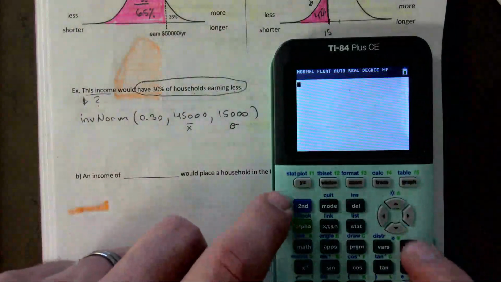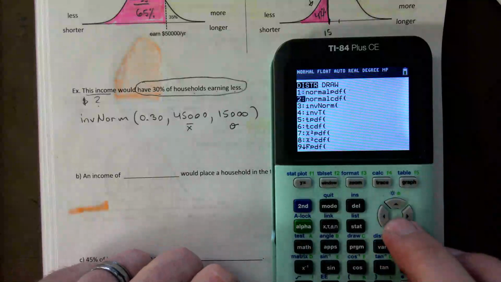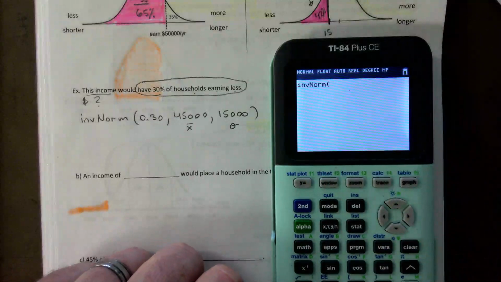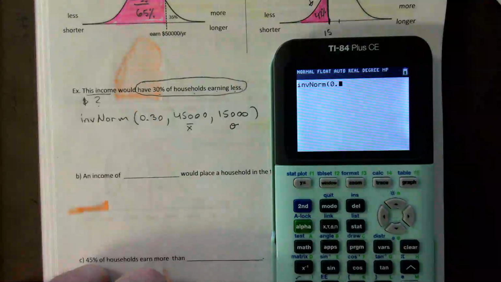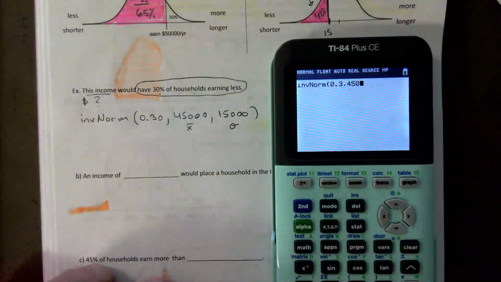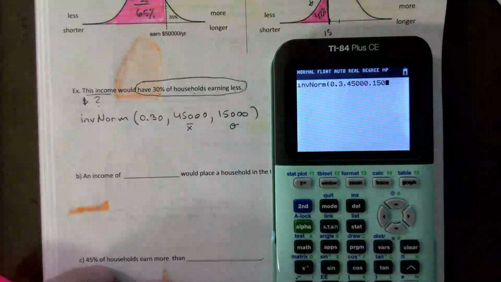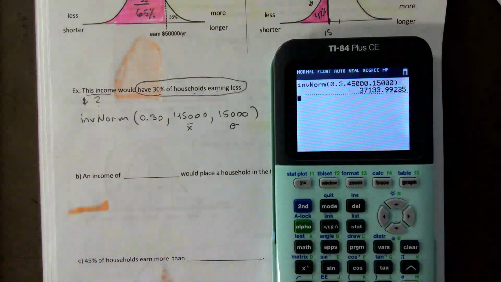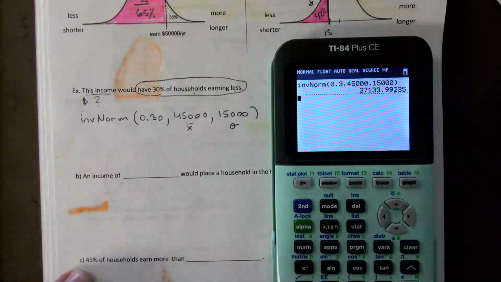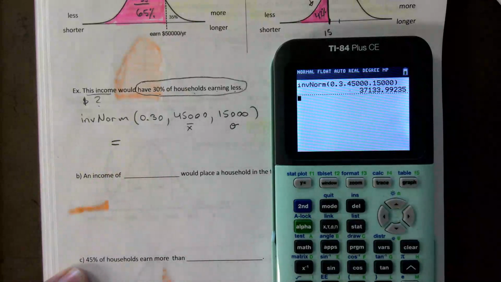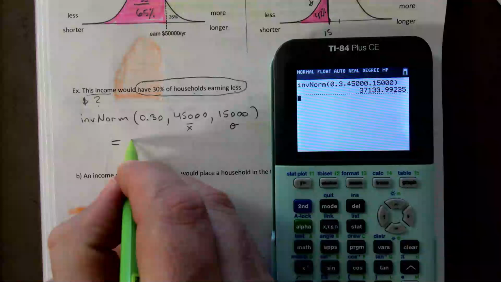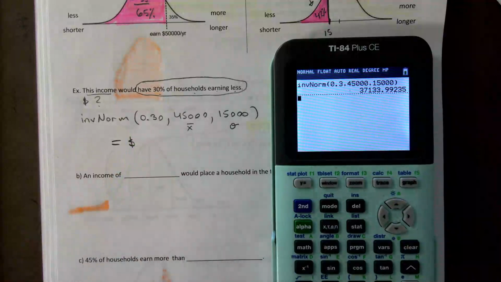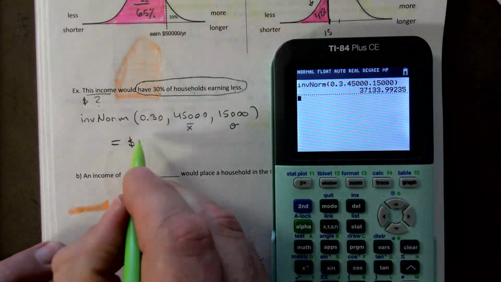You've got to press second bars. Okay, 0.3, comma, 45,000, comma, 15,000. Close it. And what is my answer going to be in? It's going to be whatever's along the x-axis, which is income. Okay? So this is not finding the percentage. This is actually giving you the value that you're looking for.